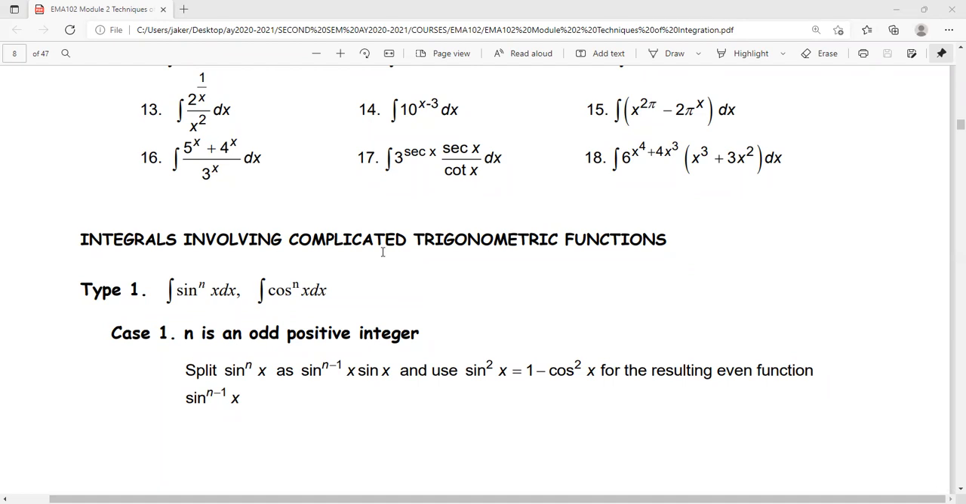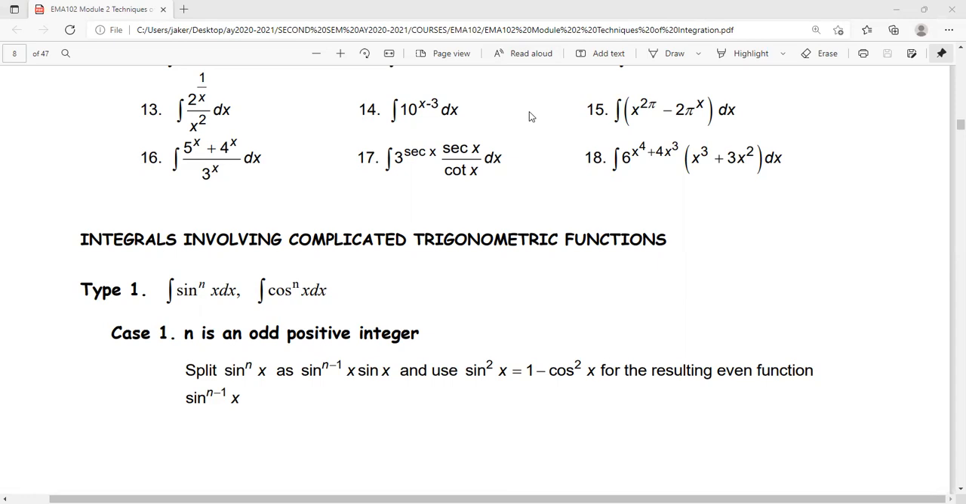So what are these previously learned concepts on integration that you can apply after you have done transformation to these complicated trigonometric functions? You can use the power rule, you can use substitution, or even the formula of integrals yielding the natural log function, and other techniques that you will be learning later on.